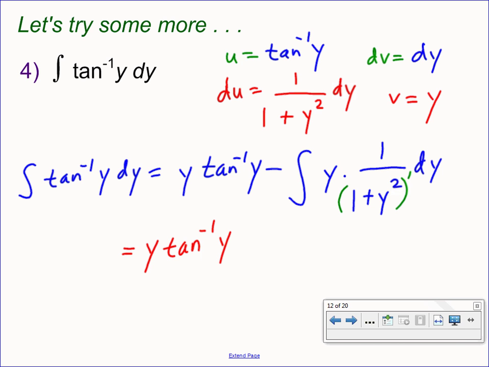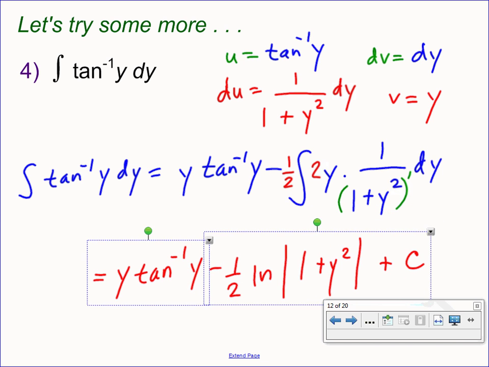So y inverse tangent of y minus, I need a 2 to provide 2y dy, the derivative of my angle, yes? I need a 2, cancel out with the 1/2. So minus 1/2 ln of absolute value 1 plus y squared, close bars, plus c, knowing that 1 plus y squared will always be positive, but it's a good habit to have. Oh, thank you. That makes more sense.